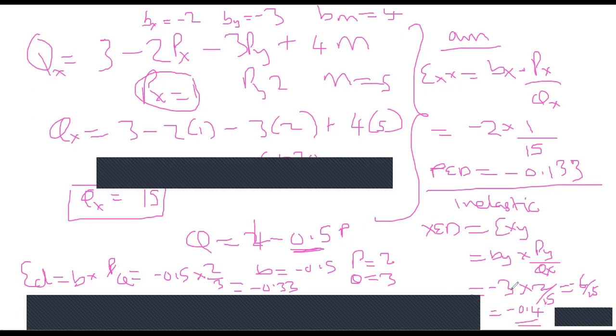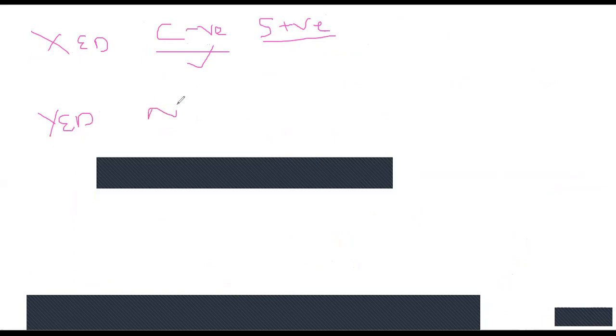So this negative simply means, who remembers the song that we said? For cross price elasticity, what is the song? C, complement, it's a negative. S, substitute, it's a positive elasticity. So since we got a negative, it's called a complement. X and Y are complements. Then finally, the song for income elasticity: positive, it is a normal good. Inferior good, it is a negative.